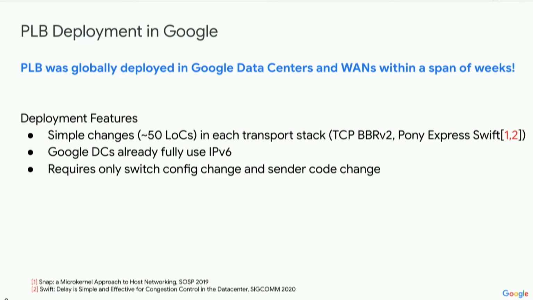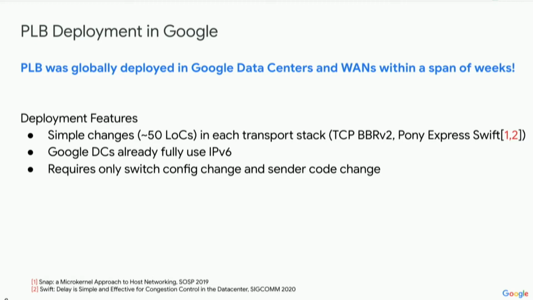PLB was deployed globally in Google for data center networks and backbone. It spans multiple continents and a massive fleet of machines, and the rollout was completed within just a few weeks. It was deployed for two transport stacks: TCP, which uses BBRv2 as congestion control and uses ECN as the congestion signal, and user space Pony Express, which uses Swift as congestion control and uses delay as the congestion signal.